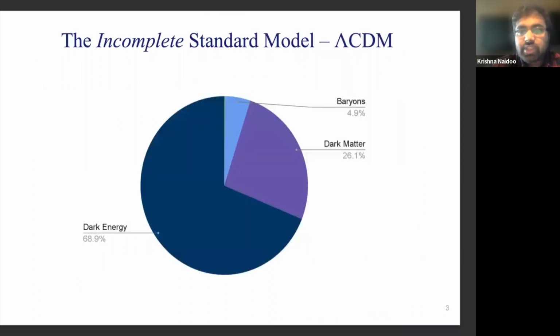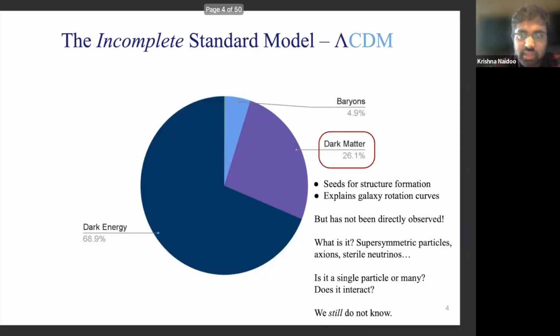I wanted to start with the standard model, which is what we use in cosmology. It's made up of baryons, dark matter, and dark energy. I'm saying it's incomplete here because 95% of this model has yet to be measured. Dark matter is the CDM part of lambda CDM. This seeds structure formation and explains galaxy rotation curves, but it has never been directly observed. We still don't know what it is.